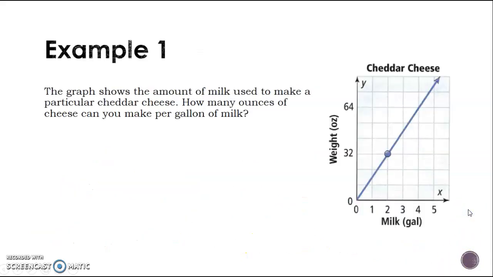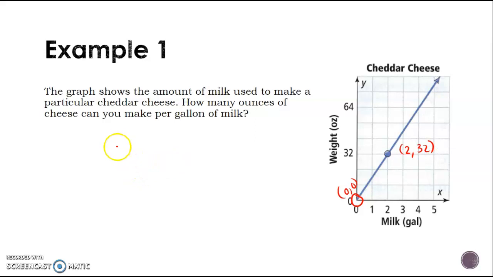Example 1. The graph shows the amount of milk used to make a particular cheddar cheese. How many ounces of cheese can you make per gallon of milk? Now, this is what we call a proportional graph because it starts at (0, 0). That's just something to kind of have in the back of your head. So this is proportional. That also means we have a constant rate of change. So I know that this point down here is (0, 0). And I know that this point here is (2, 32).